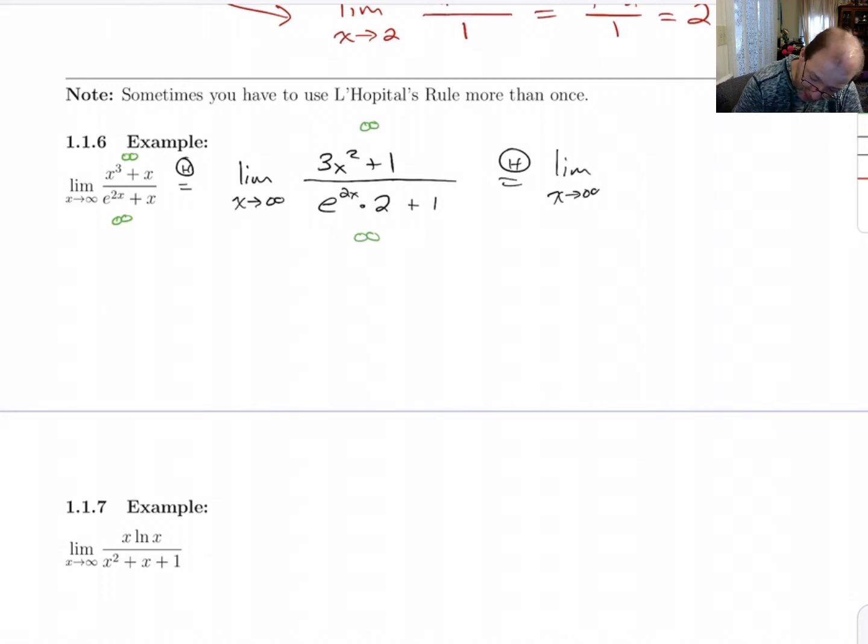So let's see, on top we get 6x. On bottom, the derivative of that, the 1's going to go away. When we take the derivative, we'll get another factor of 2, so we'll get 4e to the 2x. And we still got infinity over infinity, because as x goes to infinity, both of those things go to infinity. So one more L'Hopital.